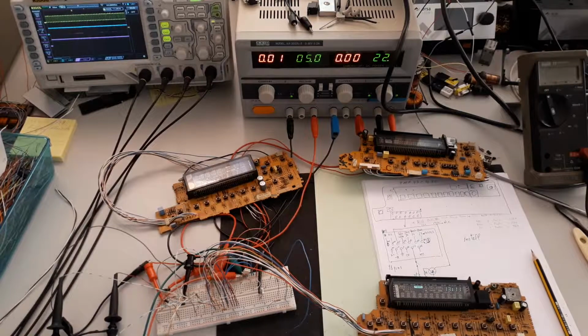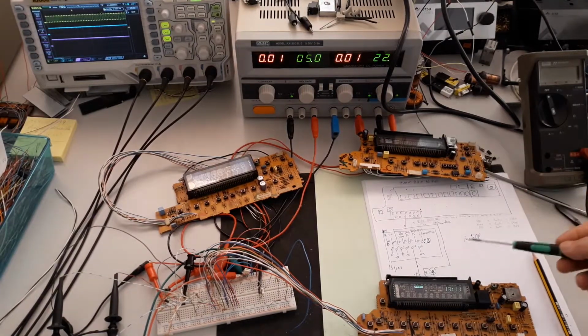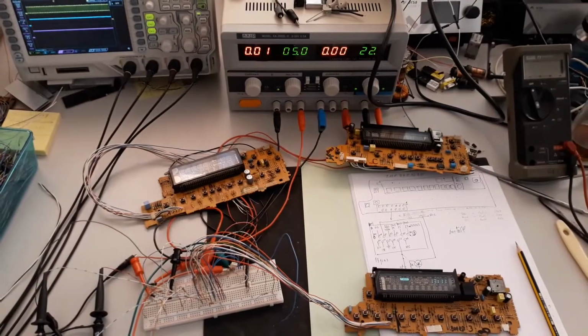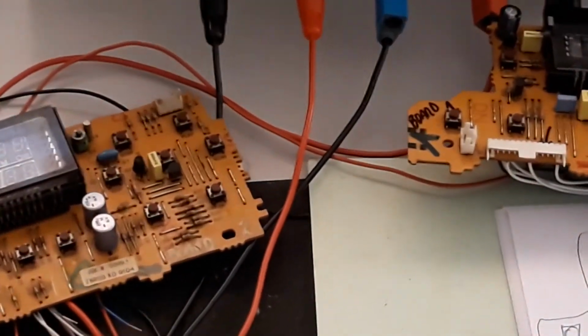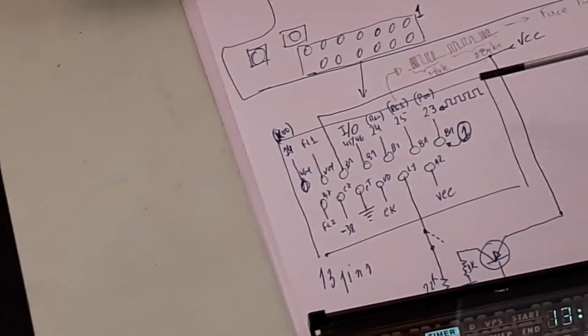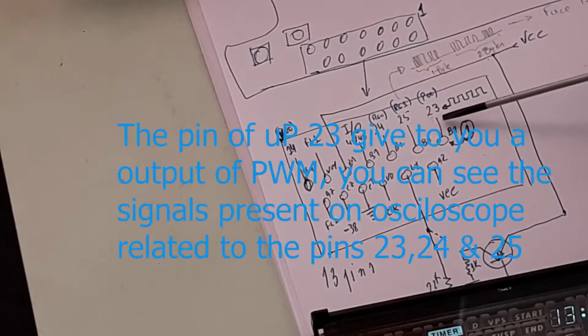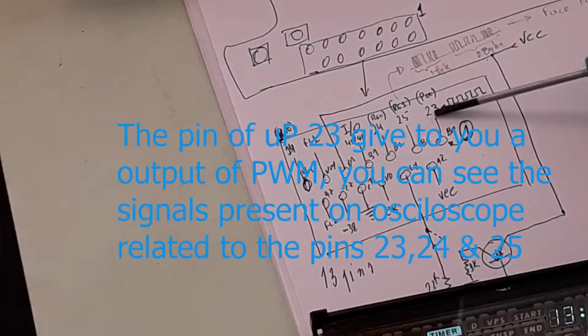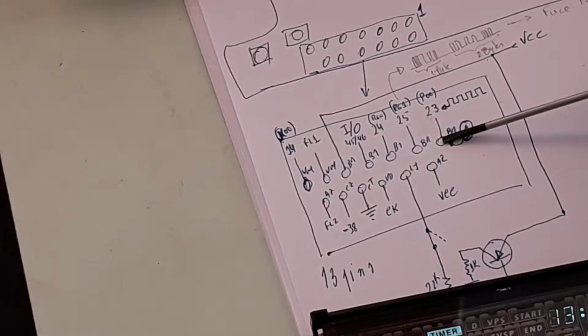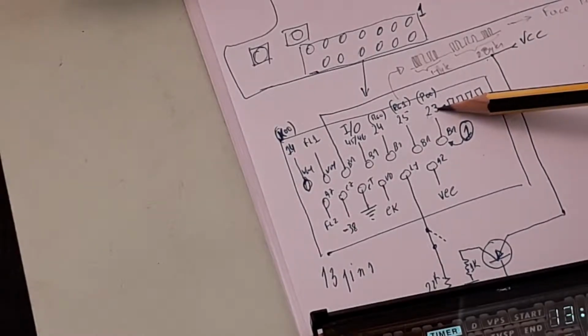This board has pin number 1 on the left here, and has 13 pins. You can see here in the small scheme I have made to show you the information, for example, pin 23 of the processor. The first pin of the connector here goes to pin number 23 of the processor.